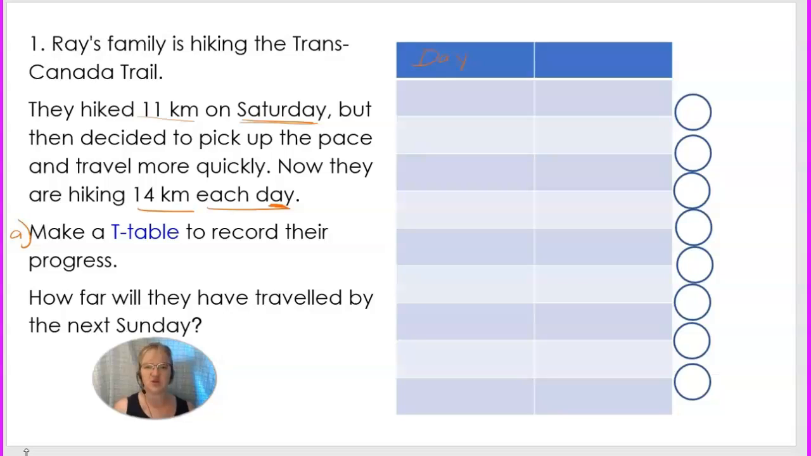And what are we going to put here? What do we want to know? We want to record their progress. So we're not going to record how far they went each day. We're going to record their progress along the trail. So make sure that you've got the correct titles on your t-table before you start. Look at what you're trying to find out and then fill it in.